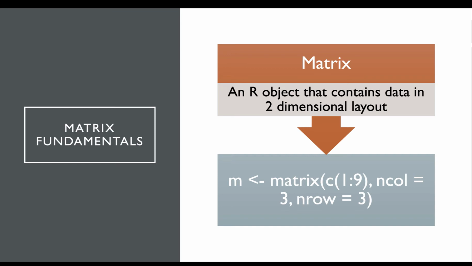In the example, we see that M is a matrix that holds numbers 1 to 9, split amongst 3 columns and 3 rows.